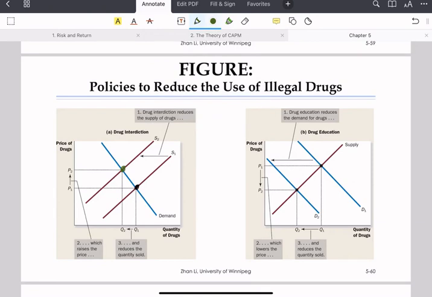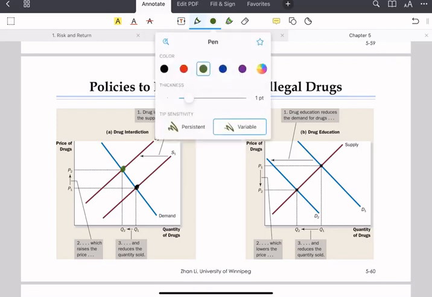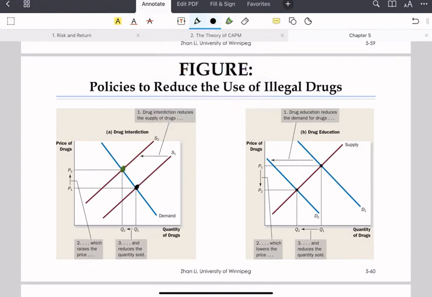Okay, let's look at drug education. So drug education is a demand shock. Through drug education, if it is effective, then there should be a decrease in the demand, which implies we should shift the demand curve to the left. So again, the market equilibrium goes from the black dot to this green dot. Now, let's see how price will change, right?